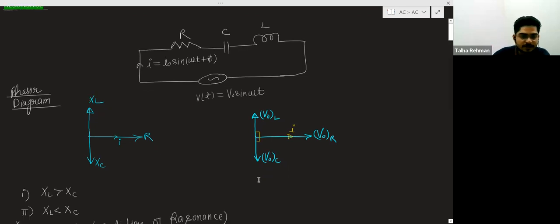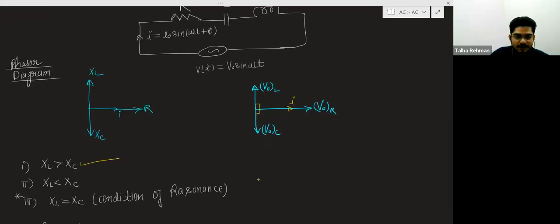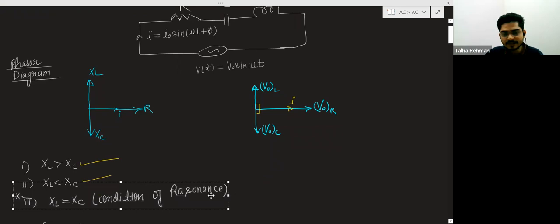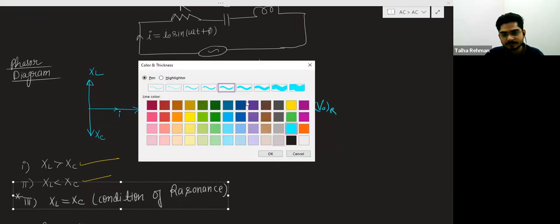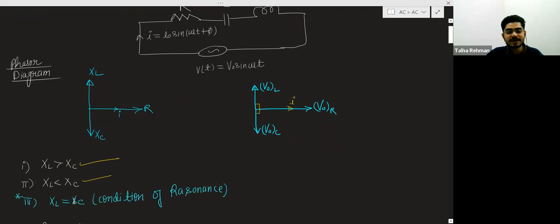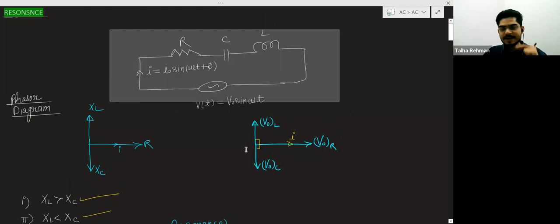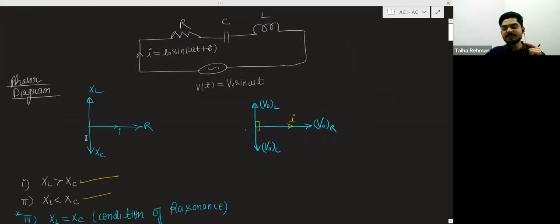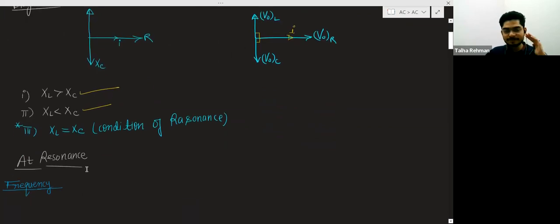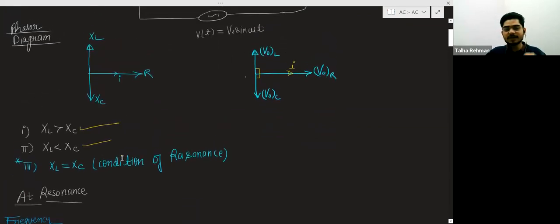Now this case I have discussed in the last class. This case also I have discussed in the last class, but I told you the third case I will discuss later. So today we will discuss the third case, which is basically the condition of resonance, when XL becomes equal to XC in the LCR circuit. XL means inductive reactance becomes equal to the capacitive reactance. This is the condition of resonance, so remember this point only.